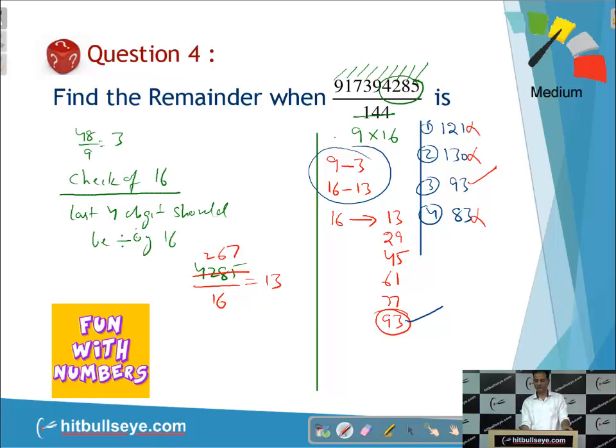But suppose a fifth option is given, 30, which also gives remainder 3 when divided by 9. Now these two numbers give the same remainder, students, so we have to check the remainder by 16 also. When divided by 16, remainder should be 13. This is not giving remainder 13, so the answer will be 93. There is no need to make cycles, students. Simply you can do it by choices.